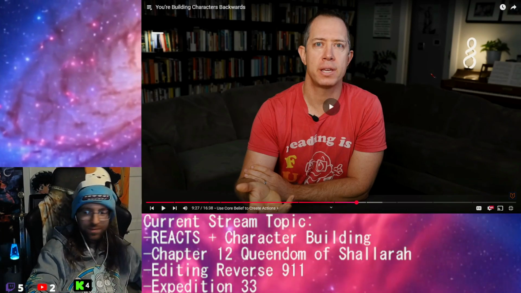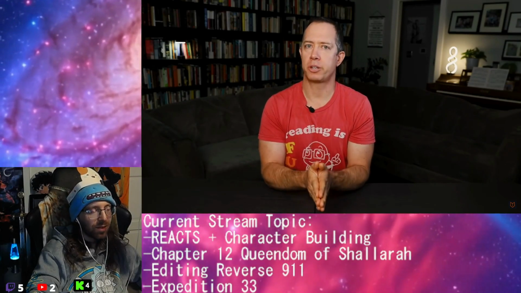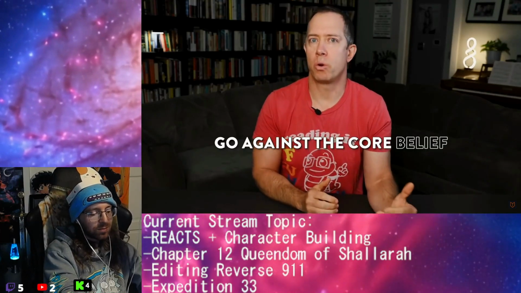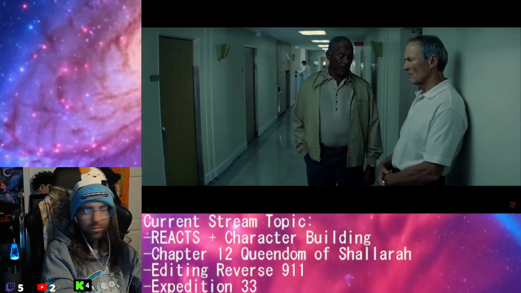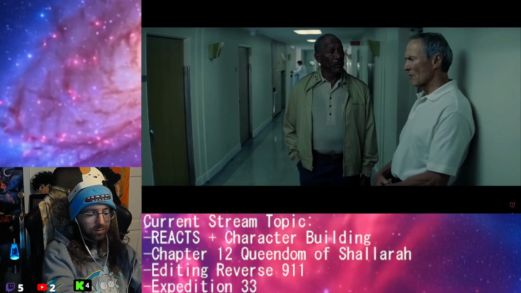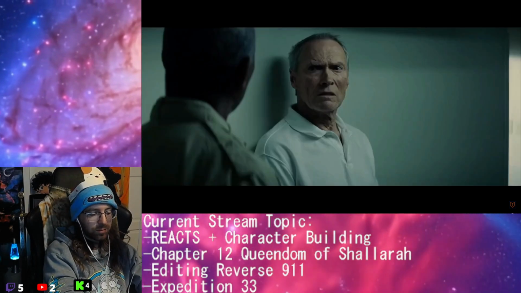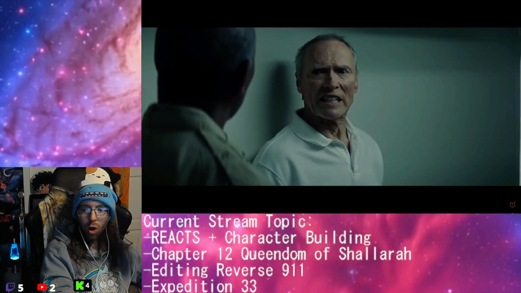I'll also add in this section that you can come up with actions that go against the core belief. For instance, maybe your character has a very strong core belief about the sanctity of life, but they find themselves in a scenario with someone who's very old, and euthanasia starts to become an option to them because they're in so much pain. The tension between the core belief and what seems to be the right option is going to do wonders for your book.